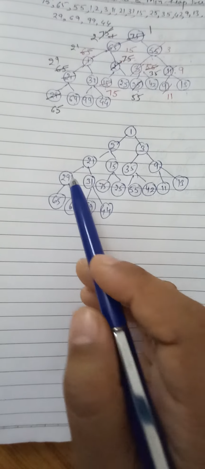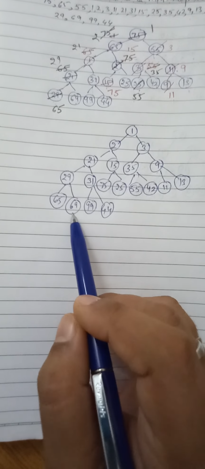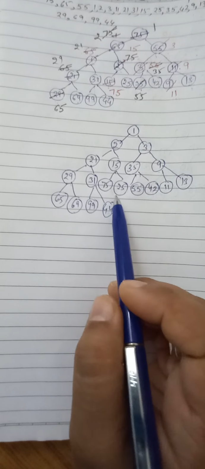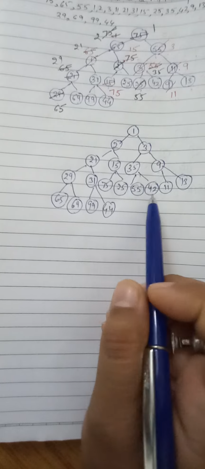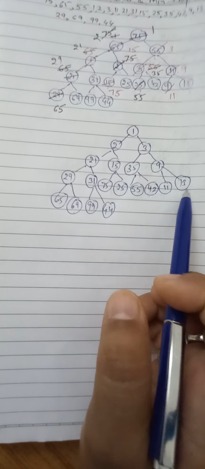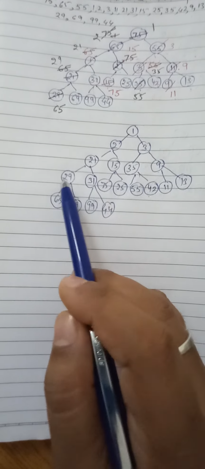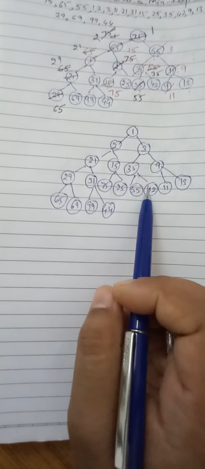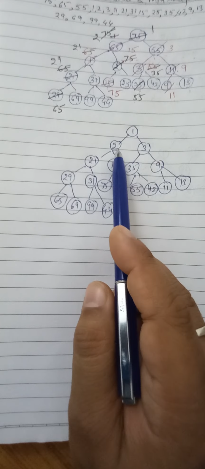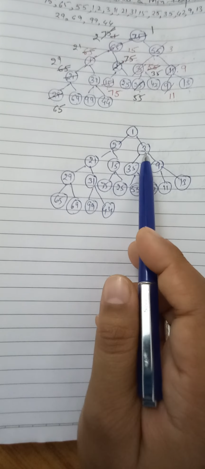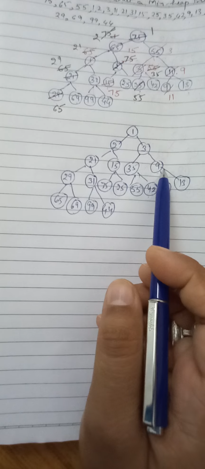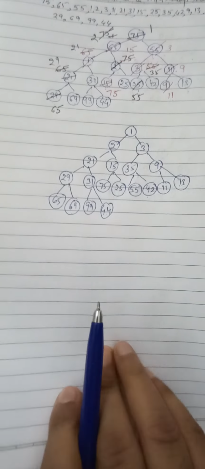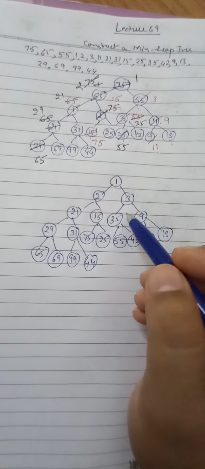Now we'll cross check. Root is less, child value is more. Here root is less, child value is more. Here also root is less, child value is more. This is okay. And here root is less, child value is more. So all okay. Now we can see the min heap is constructed.